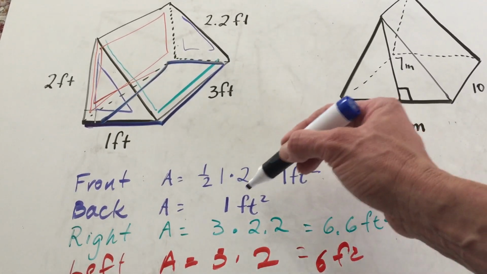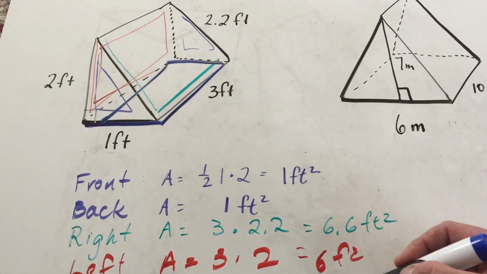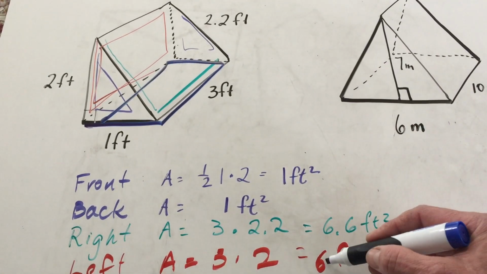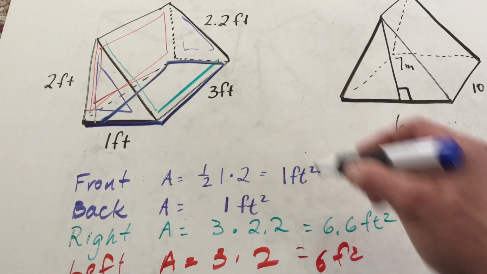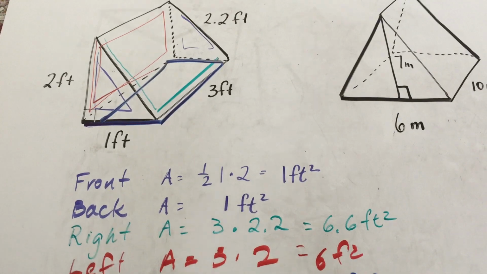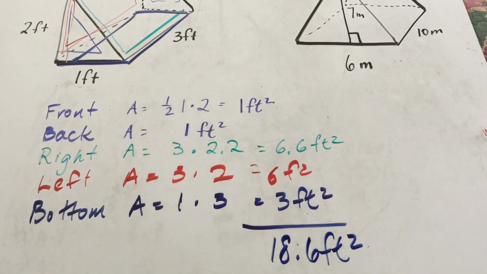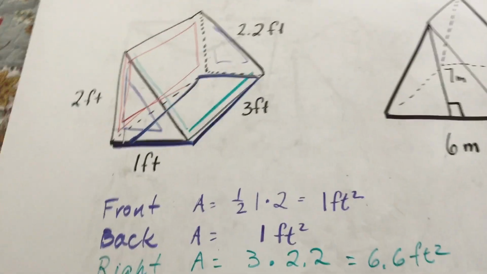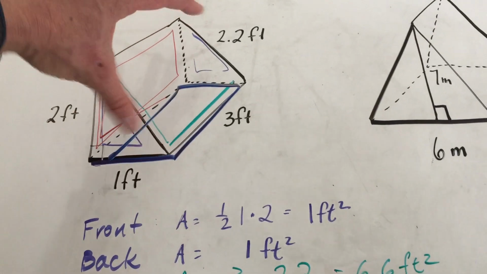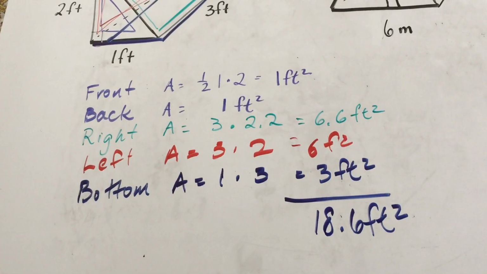So I'm going to add 1, 1, 6.6, 6 and 3 all together. This is 9, plus 6 is 15.6, 17, 18.6 square feet. Okay? And so what I did essentially there is that I was looking specifically at each side of the prism. Okay? And that's how I would get my area.